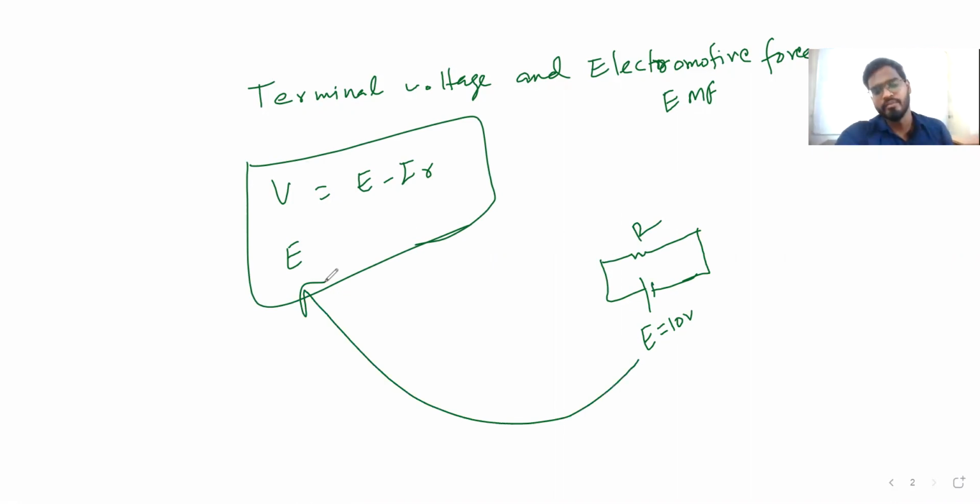But there is a problem. Whenever you say the EMF of the cell is 10 volt, that is what the company says; suppose a company is making a battery, they say the voltage is 10 volt. But when you use it, it will not be 10 volt. Let's see why. It is correct, they have given you a 10 volt battery, but when you use it, what will happen?